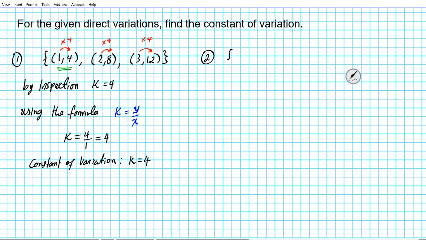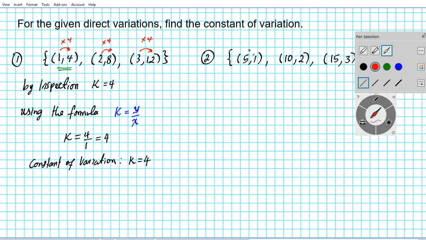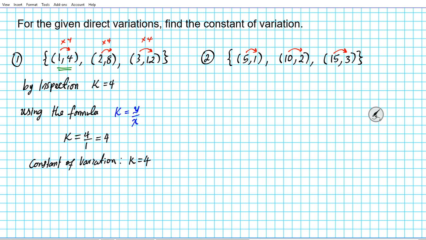Let's say we have another numerical representation in ordered pair format: (5, 1), (10, 2), and (15, 3). Let's study this direct variation and see if we can confirm that it's a direct variation just by inspection. Let's look at what we can do to go from the x to the y. Do we multiply by a constant? That's the question. So 5 to 1, what do you multiply 5 by to get 1?